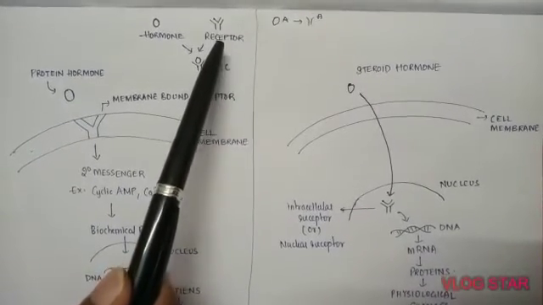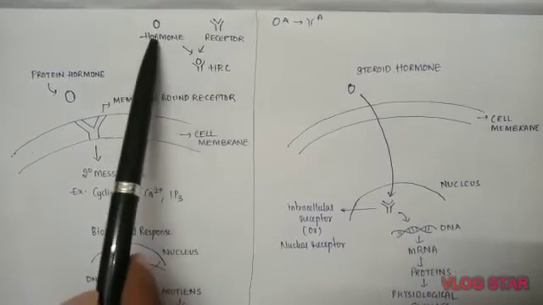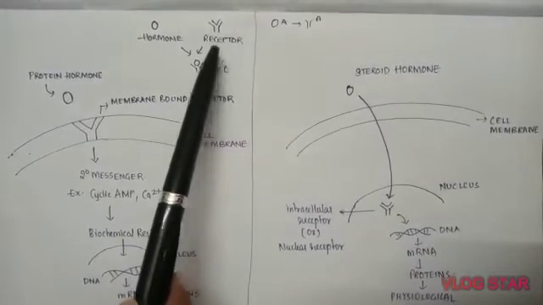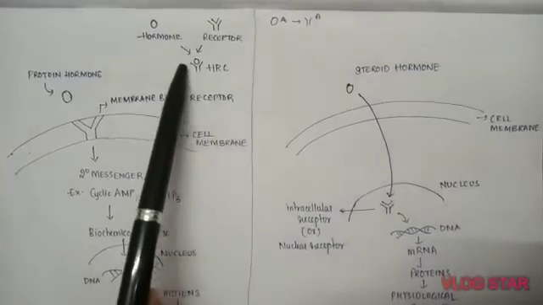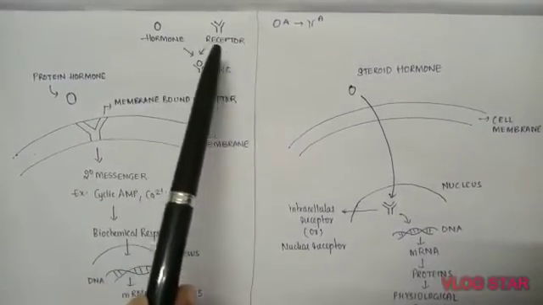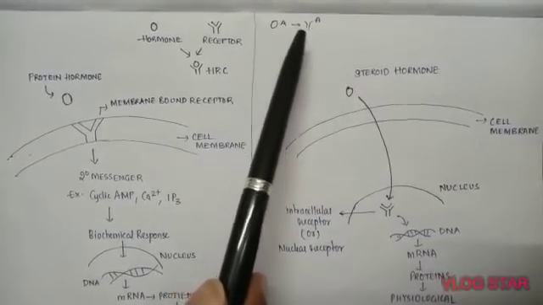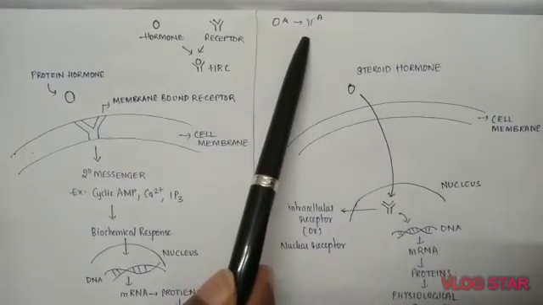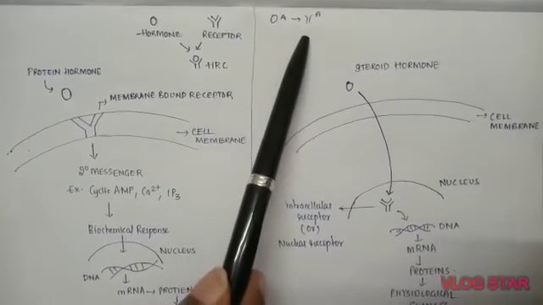So basically, each hormone has its own receptor, so the hormone should bind with the receptor, and whenever the hormone binds with the receptor, it forms a hormone receptor complex. This is a hormone receptor complex. And also, each hormone is specific to its receptor. Here, for example, hormone A will only bind with receptor A, but hormone B won't bind with receptor A. So, each hormone has its specific receptor.